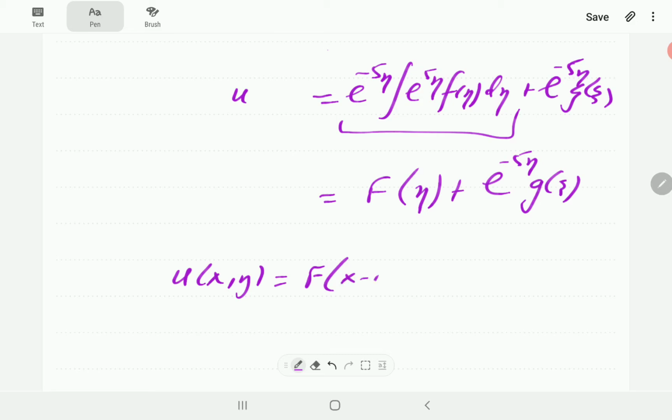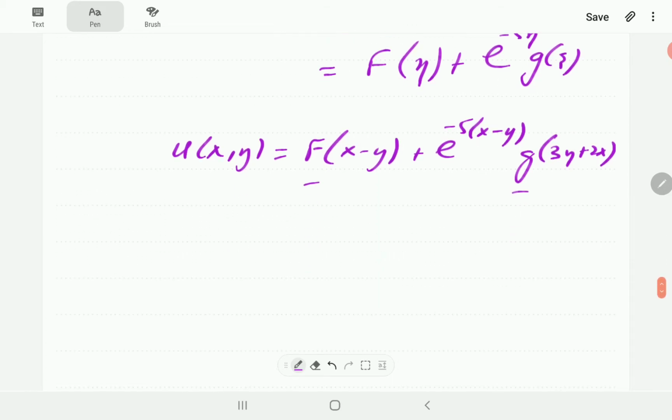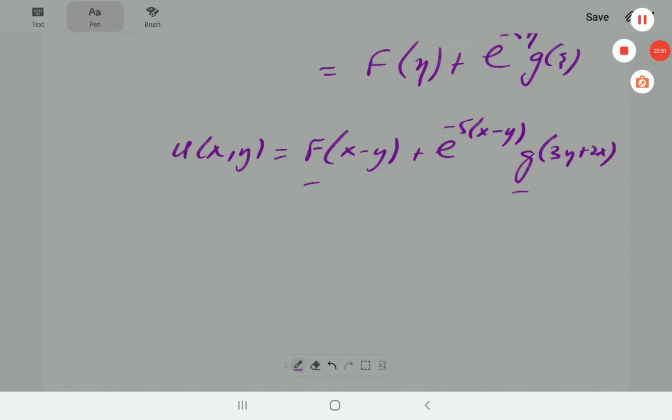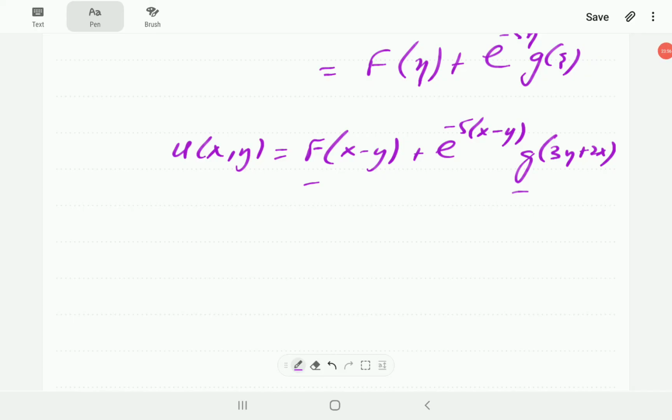eta is x minus y, and so that's going to be e to the minus 5 times x minus y, g of xi. Xi is 3y plus 2x. So g and f are arbitrary functions here, and so this is our final solution in terms of x and y. All right, we're now going to go to the last one, which is f.